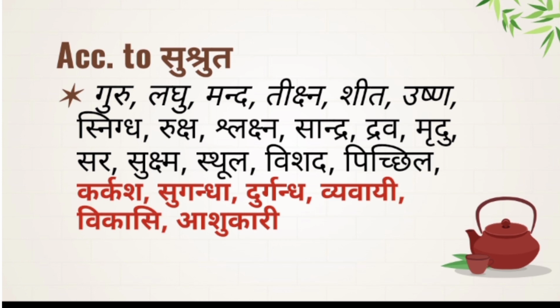And according to Sushruta, firstly he mentioned the first 4 pairs with the antagonist, whereas he added some more new gunas. We will see now. Guru Laghu Manda Tikshna Shita Ushna Snigdha Ruksha Slakshna Sandra Drava Mrudu Sara Stula Sukshma Vishada Pichila, and added Karkasha Sugandha Durgandha Vyavai Vikasi and Ashukari to the Guruvadhi gunas. Whereas the remaining authors, these Karkasha Sugandha Durgandha Vyavai Vikasi Ashukari come under the previously mentioned Guruvadhi gunas only. That's why they haven't mentioned these gunas separately.